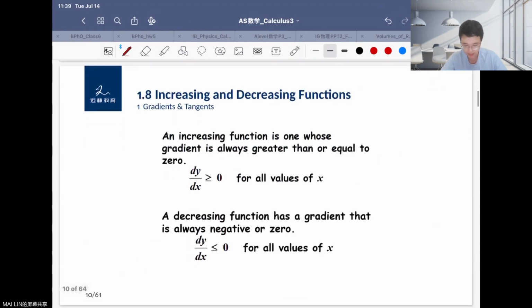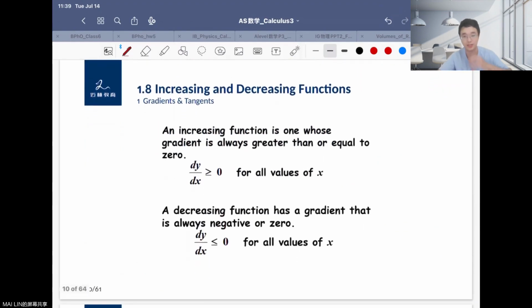So that is how to find the gradient and how to find the coordinate here.